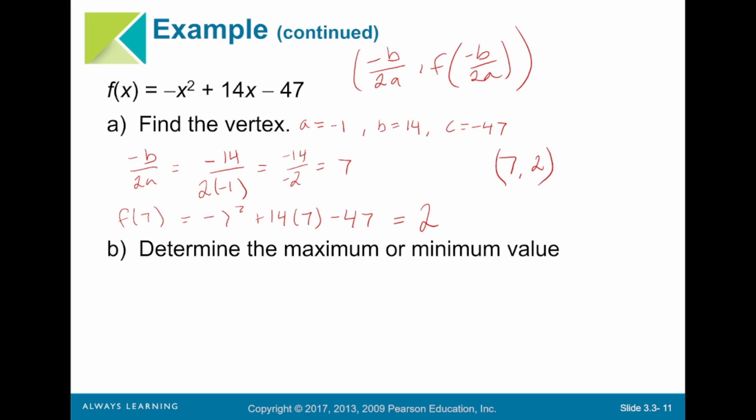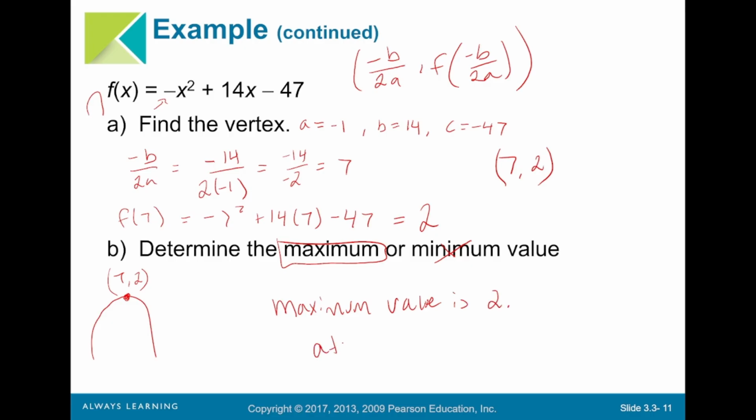Now determine if this is a maximum or minimum value. Well, this function is negative in the front here, which means it's an N shape. So this is not a minimum, it's a maximum. Because we know the shape kind of looks like this, and here is my (7, 2). So the maximum value is 2, and it's at x equals 7, which also happens to be the axis of symmetry, of course.